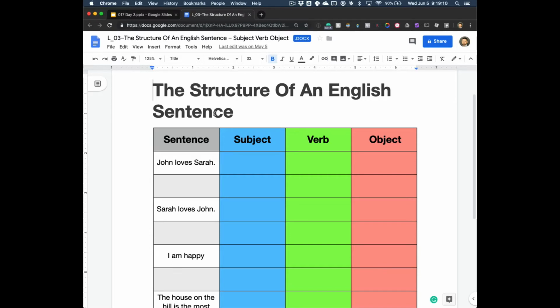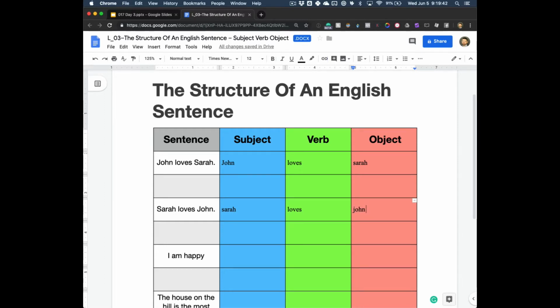So here's our sentence. John loves Sarah. What's the subject? John. Good. Okay, what's the verb? Loves. Good. Object? Sarah. Good. That makes sense? That's the order it needs to be in. If I have this one down here, Sarah loves John.